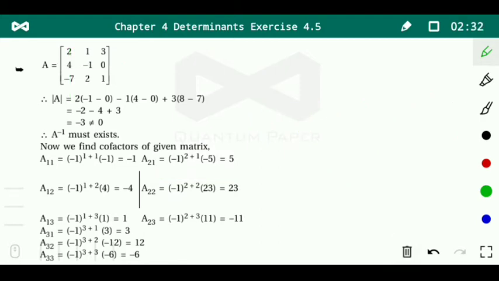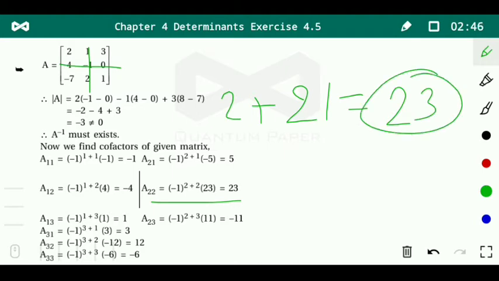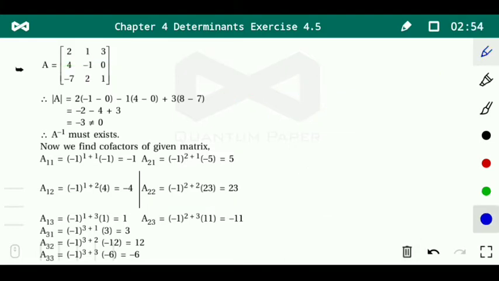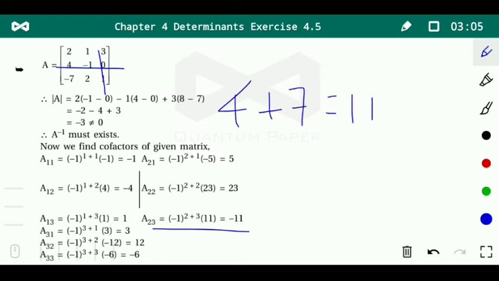Next the value of A22. We remove the second row and second column. So 2 ones are 2, minus minus 7 threes are 21. So 21 plus 2 is 23, and multiply with the sign: minus 1 raised to 4 will be plus 1. So no need to change the value. The answer is 23. Next we have to find A23. We remove the second row and third column. So 2 twos are 4 plus 7, so it will be 11. Also we have to multiply with minus 1 raised to 2 plus 3, which is 5. So minus 11 is the answer.